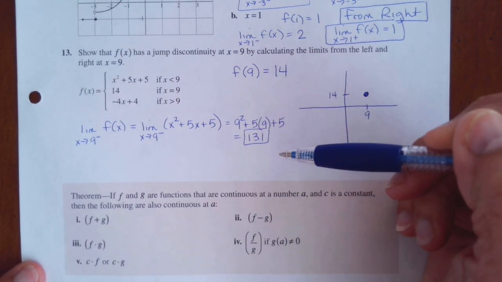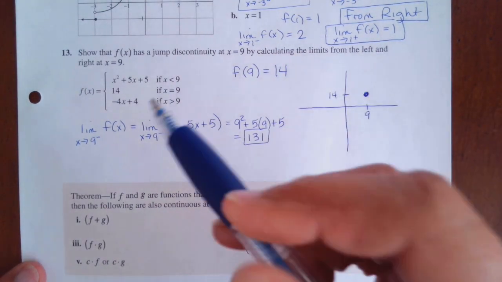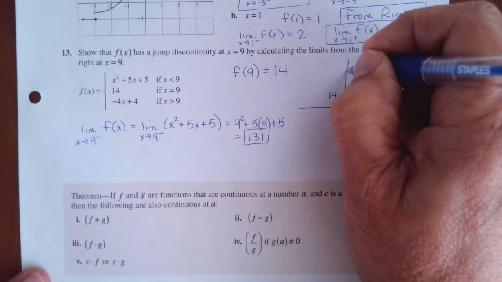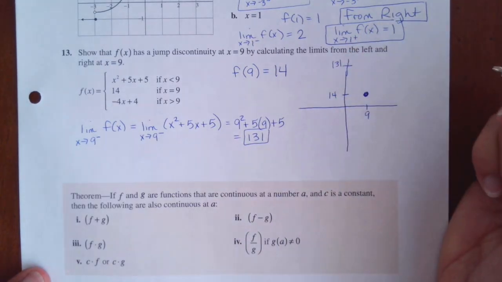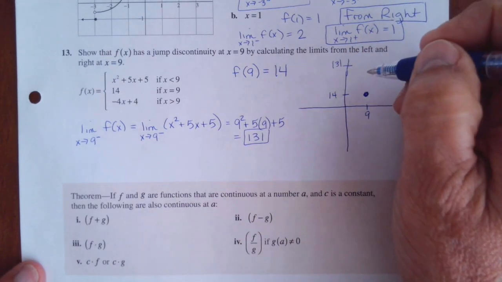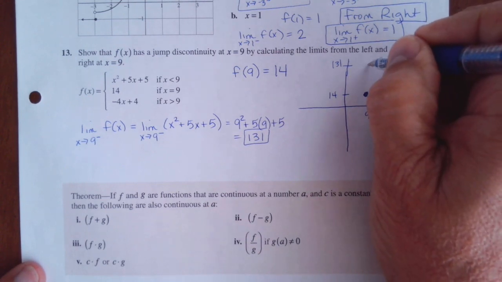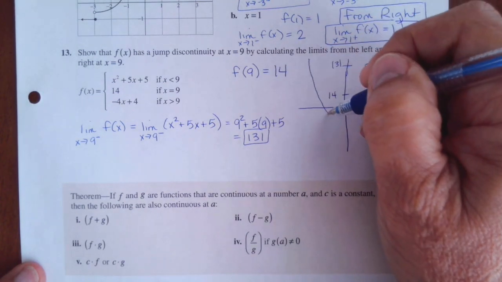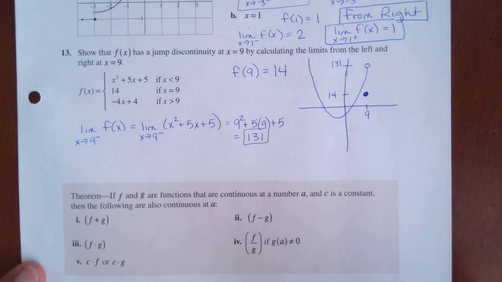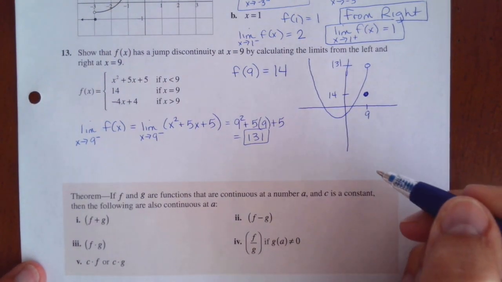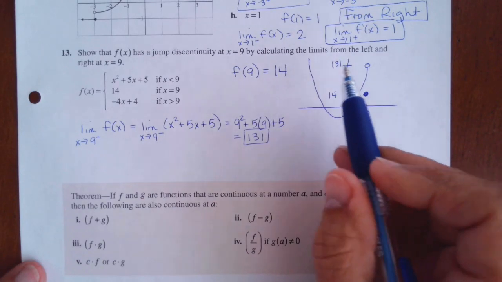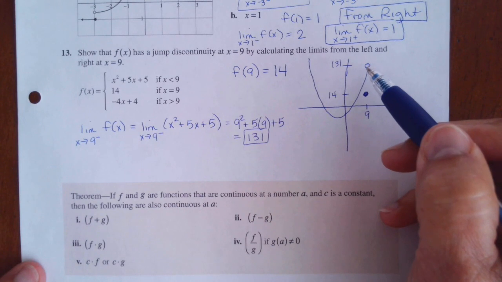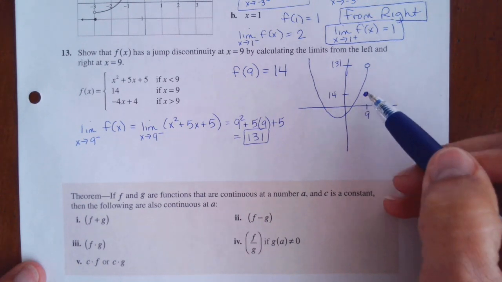Obviously not the same value, so there's a big jump, okay? Now, remember what this is. This is a parabola. So I'm going to come up here to 131. So at 131, that's the limit, and this is a parabola, so it looks something like that, okay? So the parabola has a limit as we approach 9 from the left at 131. So there's definitely a jump discontinuity there.